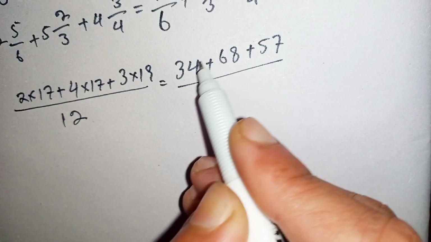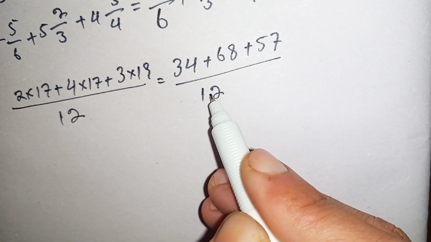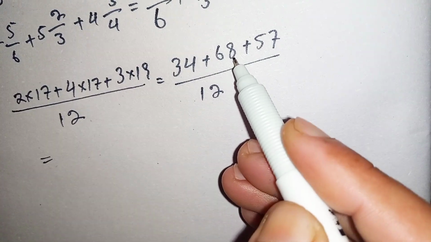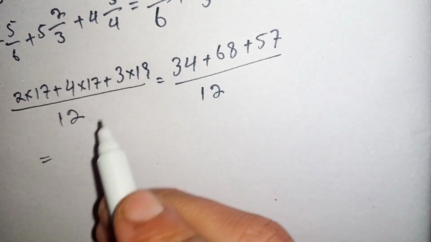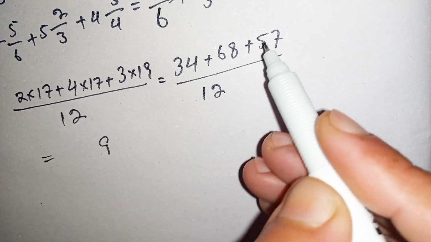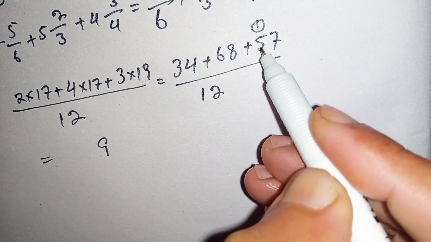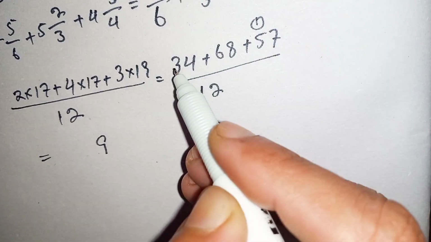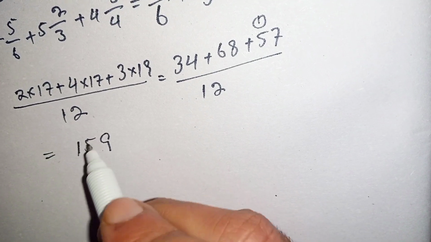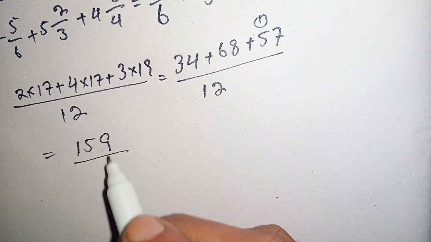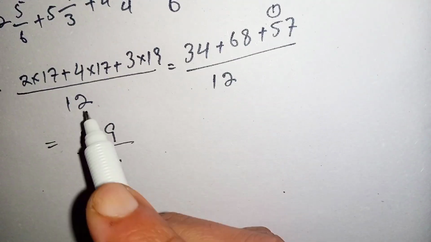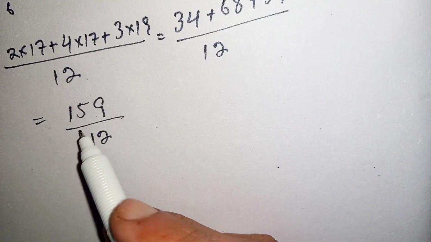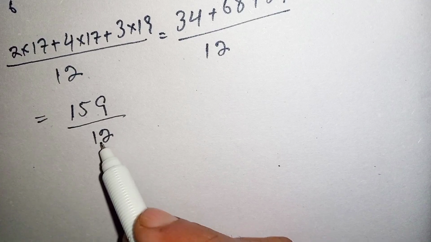Now we will add up these terms and divide by 12. So here we see that 7 plus 8 is 15 plus 4 is 19. Write 9 and carry 1. So 1 plus 5 is 6 plus 6 is 12. 12 plus 3 is 15. So it is equal to 159 over 12. So we add up these improper fractions whose answer is equal to 159 over 12.